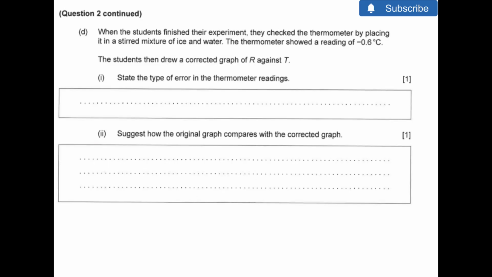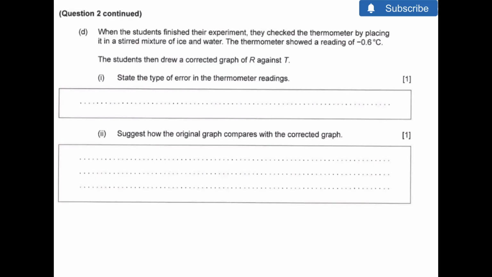Okay, now in the next part, when the students finished the experiment, they checked the thermometer by placing it in a stirred mixture of ice and water. The thermometer showed a reading of -0.6 degrees Celsius, and the student then drew the corrected graph of R against T. State the type of error in the thermometer.